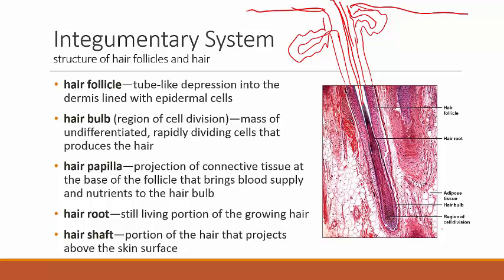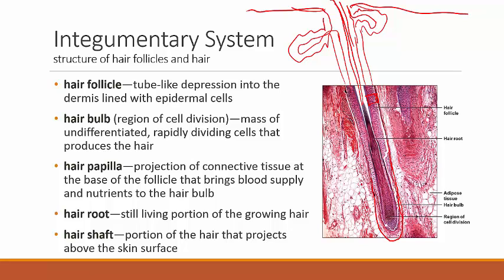tube-shaped depression into the dermis that is lined with epithelial cells. So these are all epithelial cells here. And just because of the way the slice happened, we don't see that thick epithelial layer all the way around, but it is there all the way around the hair itself. So lots of epithelial cells.